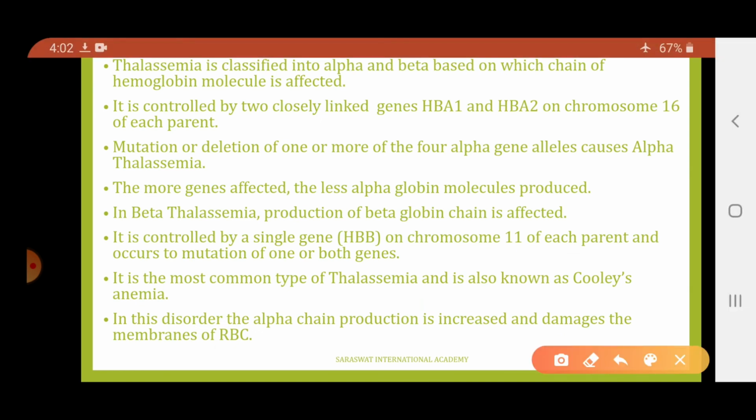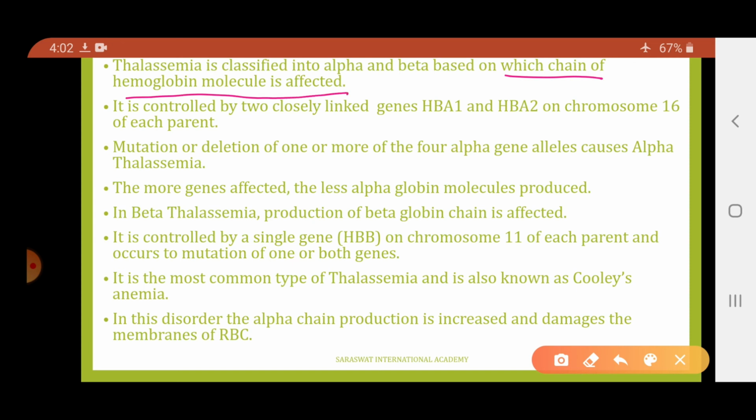Now, based on which chain is affected, there are 2 types of thalassemia. One is alpha thalassemia and another one is beta thalassemia. If there is a defect in the formation of the alpha globin chain, then it is alpha thalassemia. If the formation of the beta chain is affected, then it is called beta thalassemia. So thalassemia is classified into alpha and beta based on which chain of the hemoglobin molecule is affected.